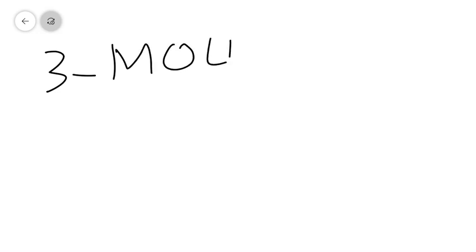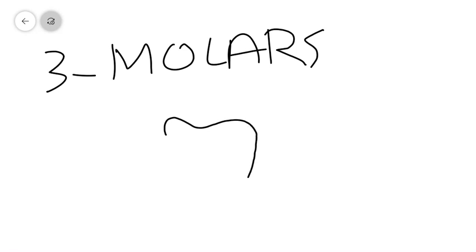Now, the third type of teeth that is present in the oral cavity is known as molars. Molars are the largest teeth in the oral cavity. They are present in both the primary dentition as well as the permanent dentition. Giving you a general outline, a molar looks something like this. It generally has more than one root, and the crown is larger. It's larger than premolars and obviously larger than the incisors.